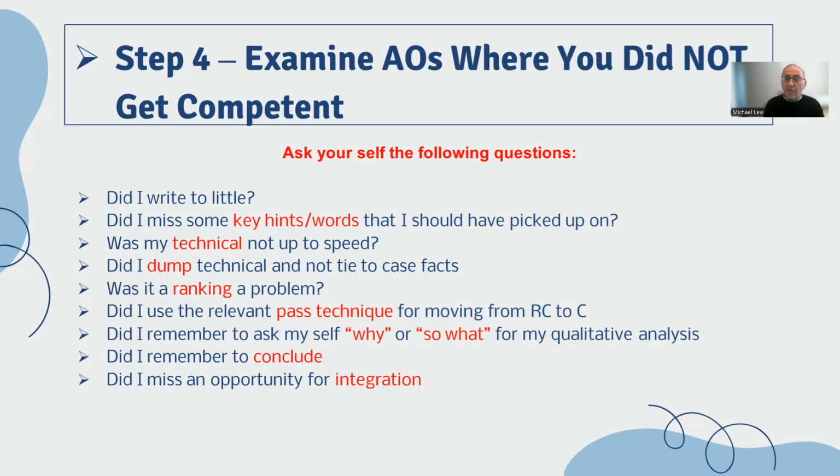Did I miss an opportunity for integration? Sometimes the requireds can be integrated, where the outcome of A impacts B or the outcome of B impacts A. Recognizing that can be very, very important because I might need to take into account the outcome of one required in dealing with the second required. And if I miss that integration point, it might make it very difficult to get competent on that second required.